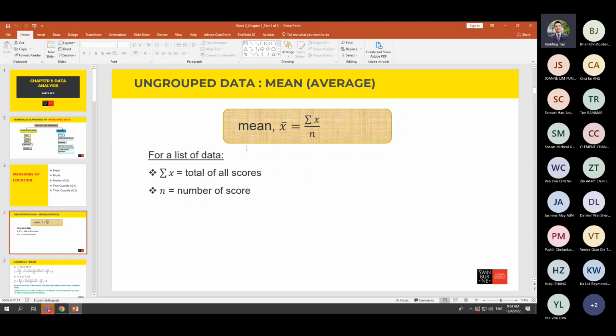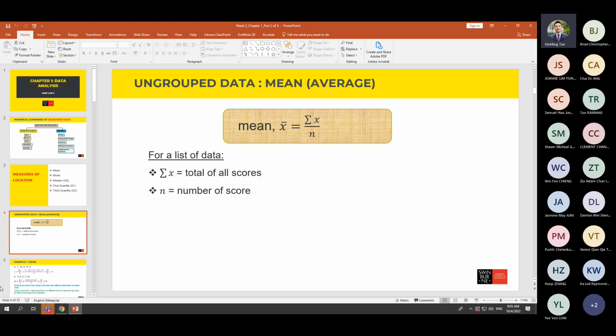X is the value of all the scores. Then divided by what? Divided by the number of data available, the number of data that you have collected. For instance, in your project, if you are going to collect 50 data, then your N is 50. So this is the formula to calculate the mean value. And the statistical symbol that we use to represent mean is X bar. X bar is the statistical symbol we use to represent mean.